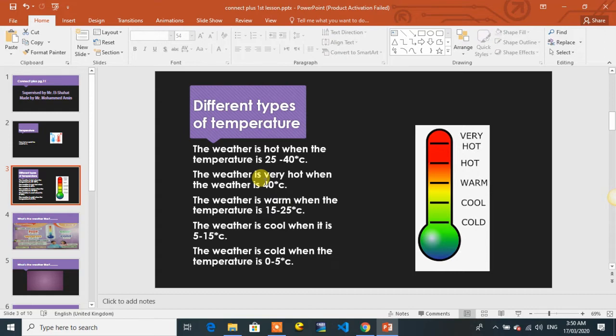So the student must know that the very hot weather will only happen when the temperature is 40 Celsius or something like this. I mean 40, 42, 45, but not less than this.